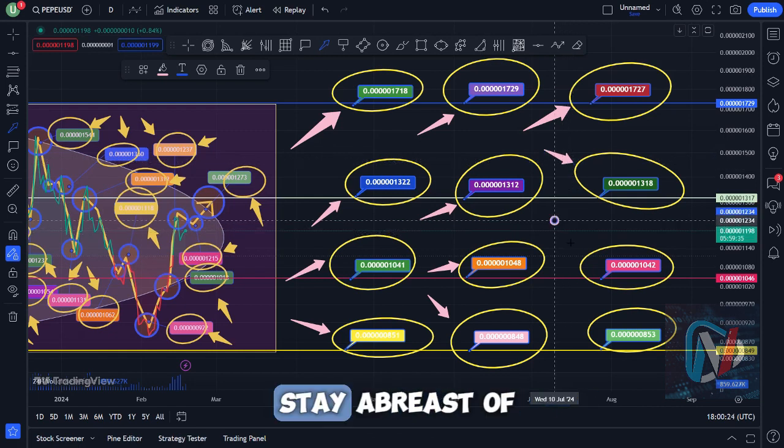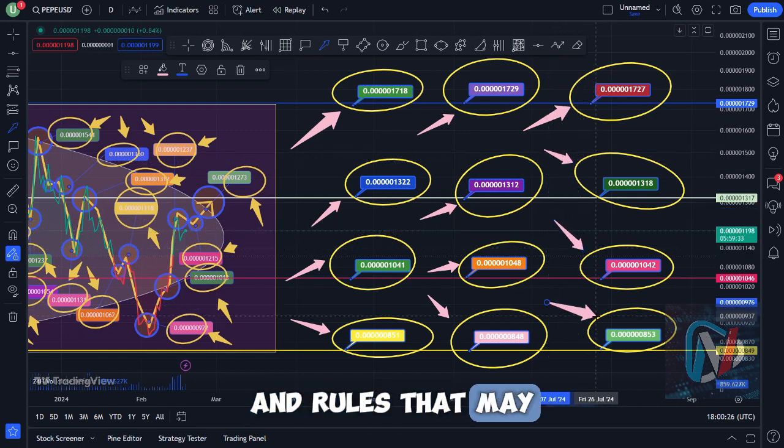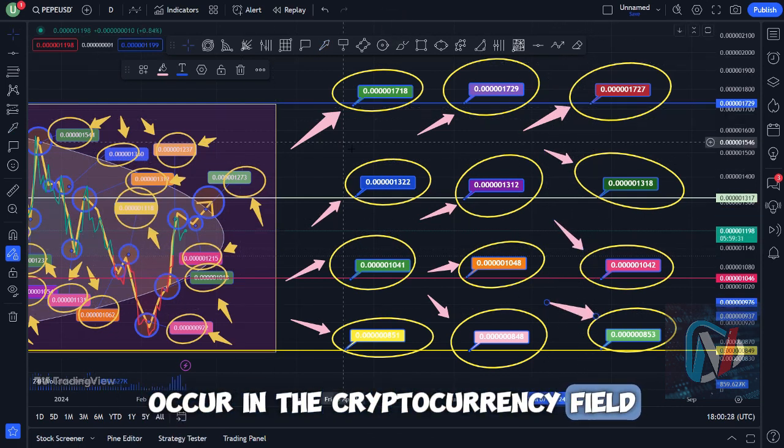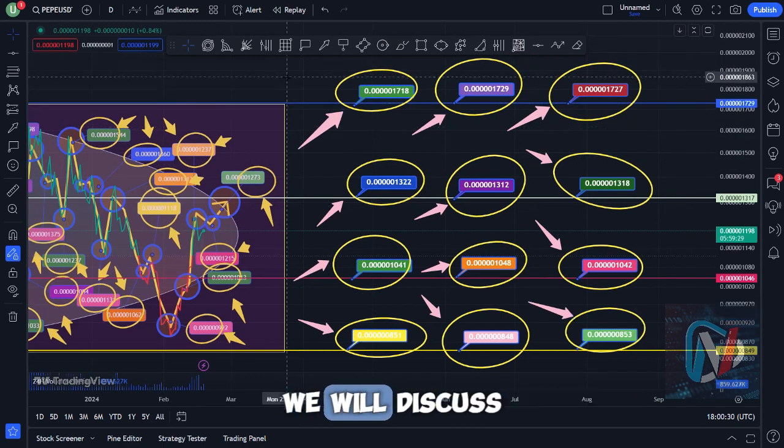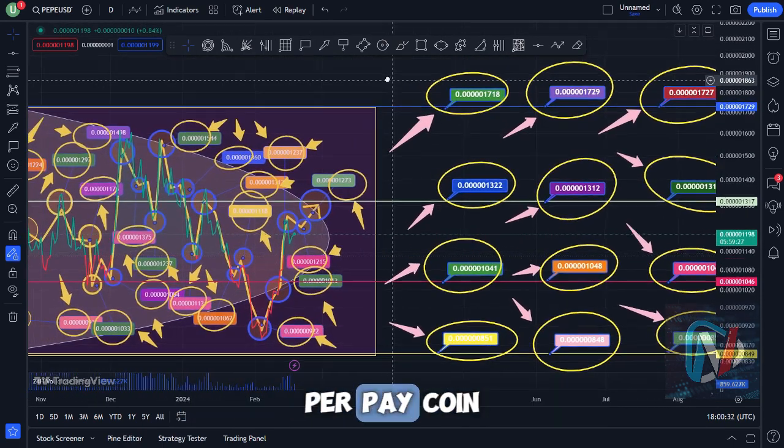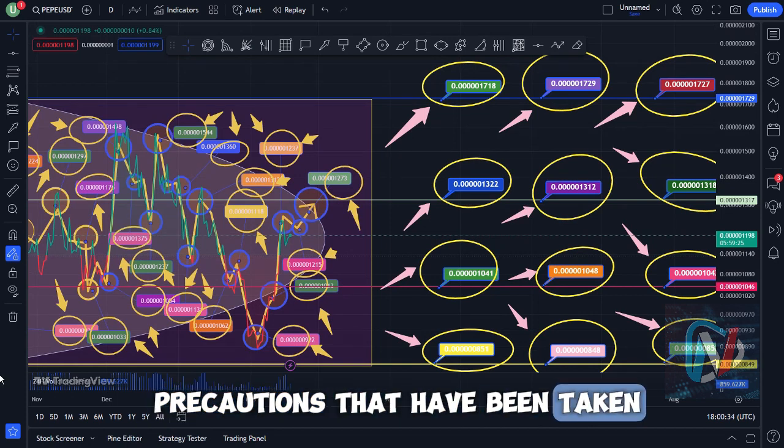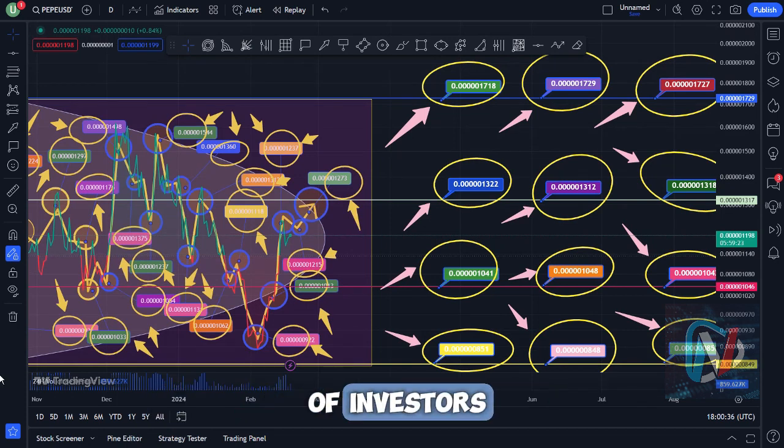It is essential to stay abreast of any changes in rules that may occur in the cryptocurrency field. In this section, we will discuss the regulations that govern Pepecoin as well as the precautions that have been taken to ensure the safety of investors as well as the project itself.